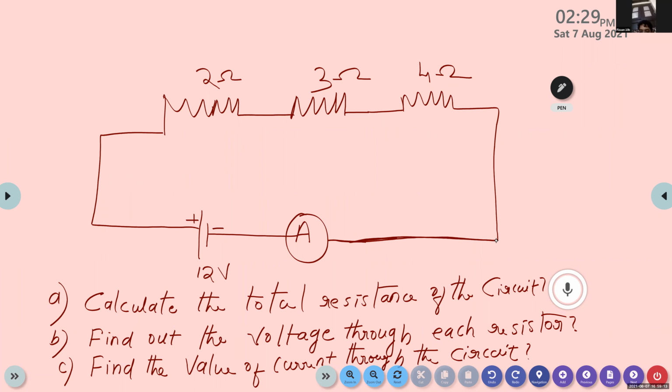Yes, ma'am. Series. Yes, it is series because here the resistors are connected end to end. So we can simply call it a series combination. This is a 5-mark question you can expect from this chapter, electricity.